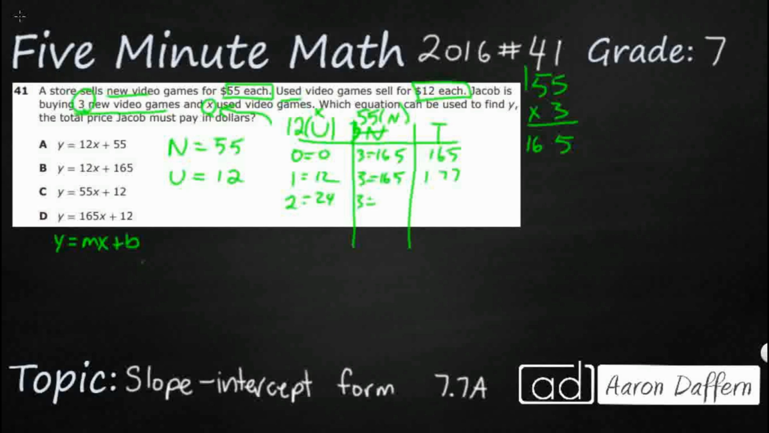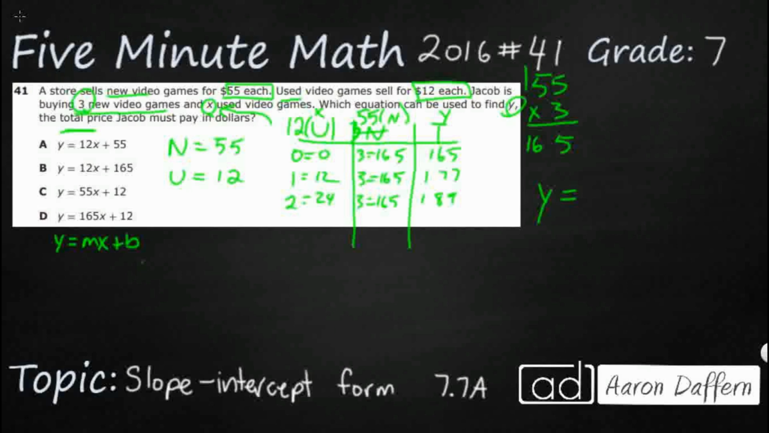The thing is we don't really know how many used games he's going to get, but we do know it's going to be $12 each. So let's see if we can put that together. Add another 12, 189, and so on and so forth. So we're looking for Y, which is going to be our total. So our Y, put that right here.